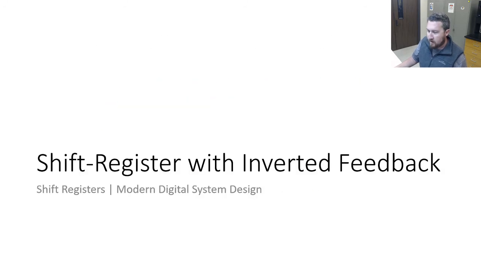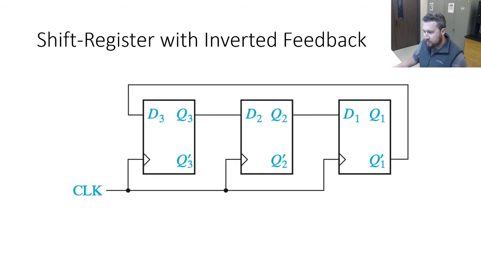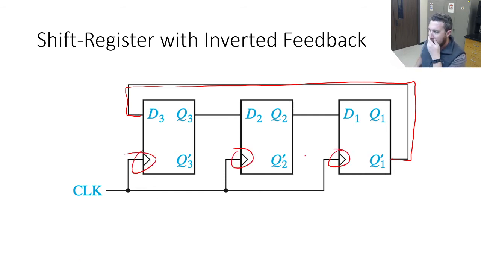All right. Let's take a look at shift registers with inverted feedback. So here is a 3-bit, just regular right shift register, but notice that the inverted output of the last shift register is coming back around to the input. This is going to have an interesting effect. Also notice there's no bubbles, which means that these are rising edge flip-flops.